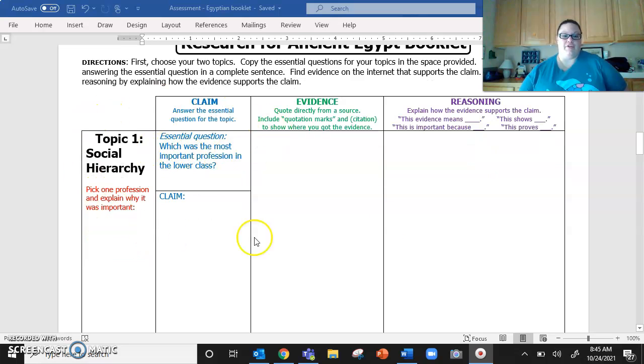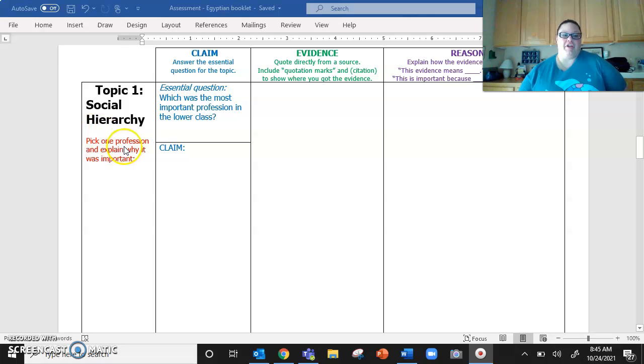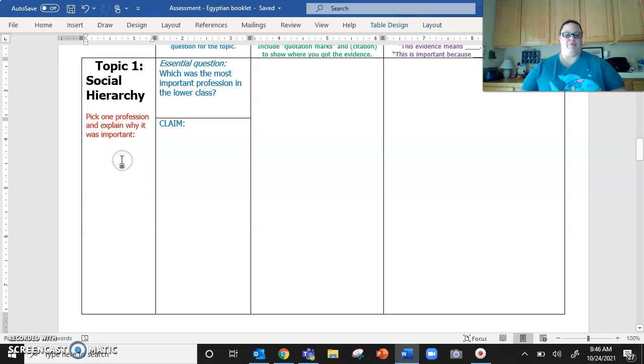Okay, so our first topic is the one that Ms. Hawkins chose for us, and that's social hierarchy. Now, I've changed up the note taker a little bit from what you guys currently have. This is for next year, but it's the same idea. On your scratch paper and on this note taker, you are going to pick a profession and explain why it was important. Any profession. I'm going to choose artisans. So here, I'm going to type artisans were important because, and then I'm going to fill in a blank.